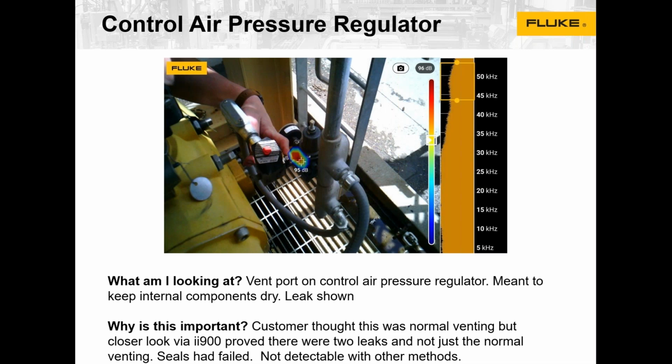And this is really one of those troubleshooting situations: is this working properly? It's meant to keep internal components dry, but in a lot of situations there should be venting here on the regulator. A closer look found that there really were 2 leaks here, and it wasn't normal operation, which is the sign of trouble, and they needed to go in and do some maintenance. Without this tool, finding the 2 leaks and troubleshooting down to the root cause would have been nearly impossible with other methods, and probably would have gone undetected.